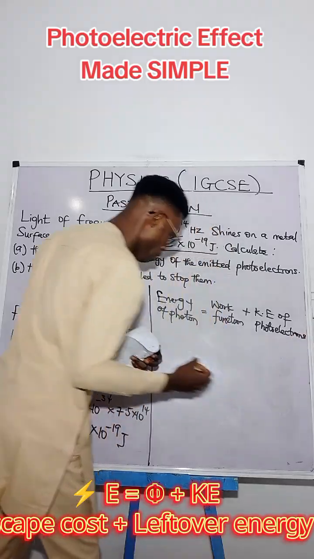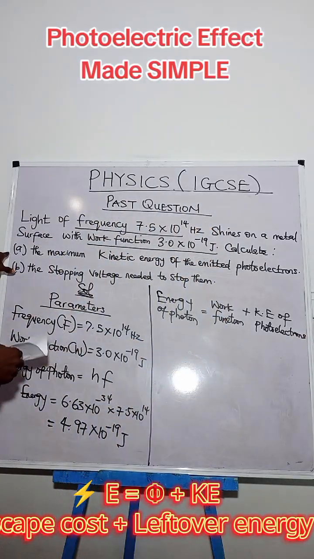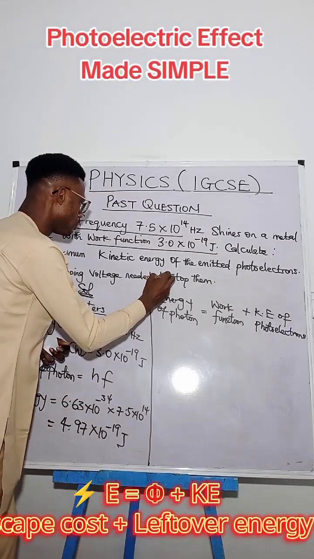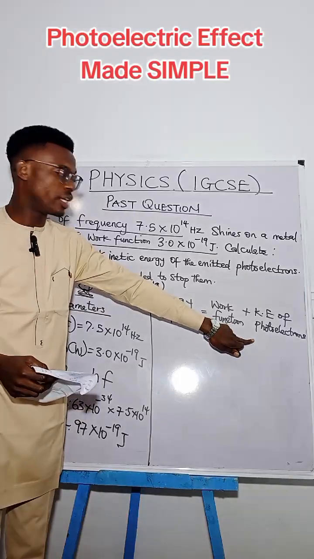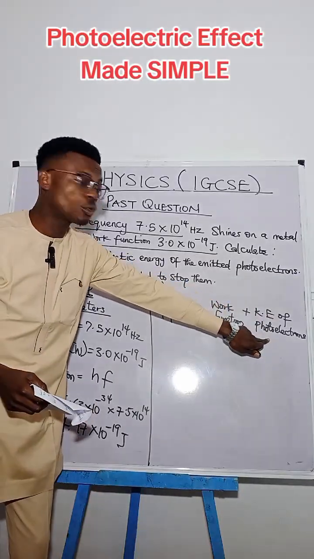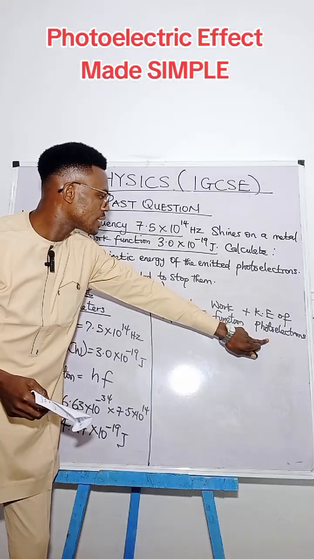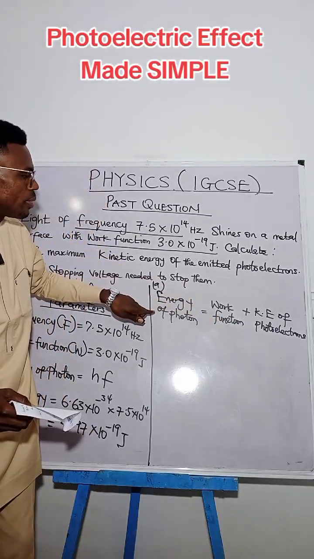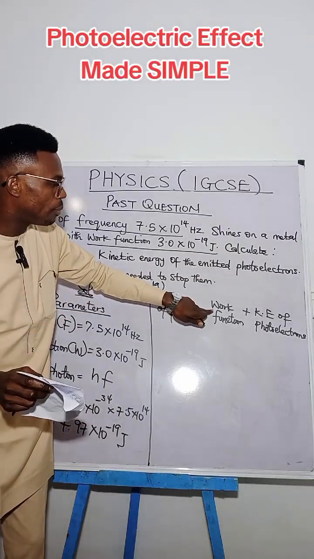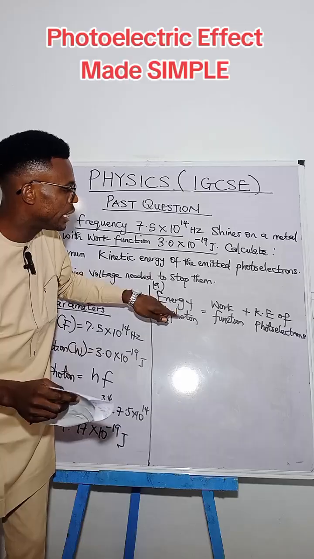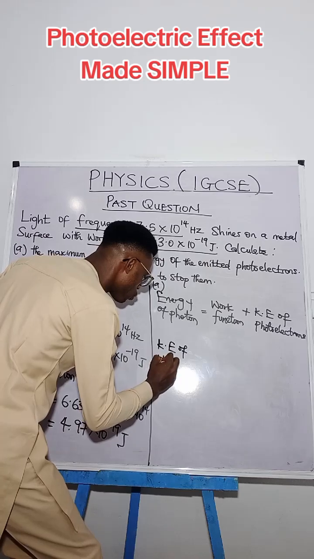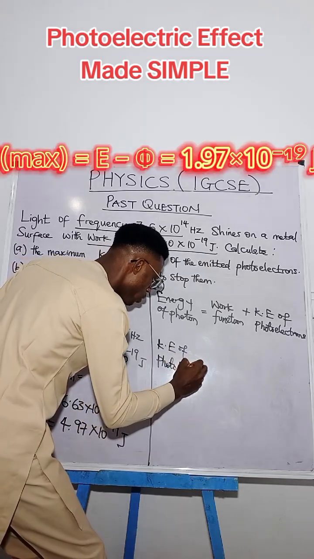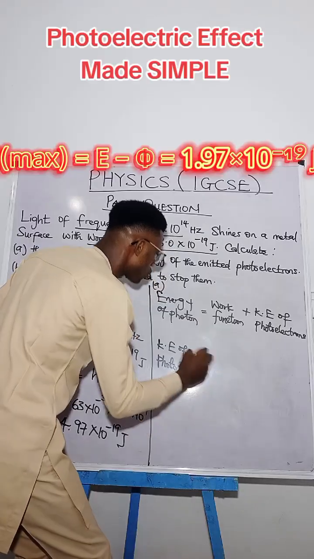photoelectrons. Now, don't forget, for question A, what we're asked to look for is the maximum kinetic energy of the emitted photoelectrons. So I'm going to make KE of photoelectrons the subject of the formula. How do I do that? Work function crosses over. Now, remember in mathematics, when a positive number is crossing over, it becomes negative. So what it means is that kinetic energy of photoelectrons is equal to what?